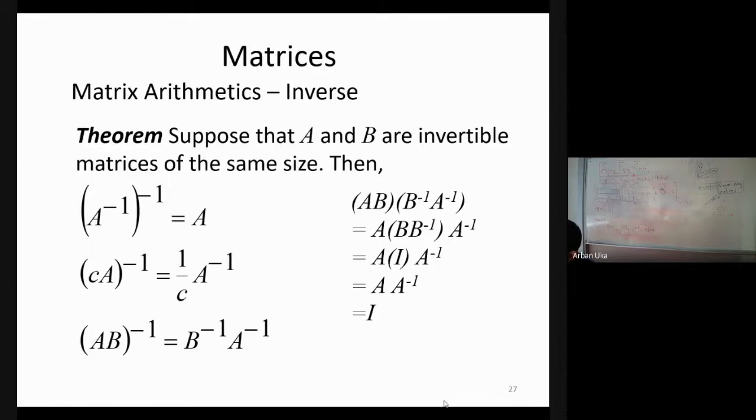Okay, you can see also the second identity, which states that for any constant C, the inverse of C times A is going to be 1 over C times A inverse.